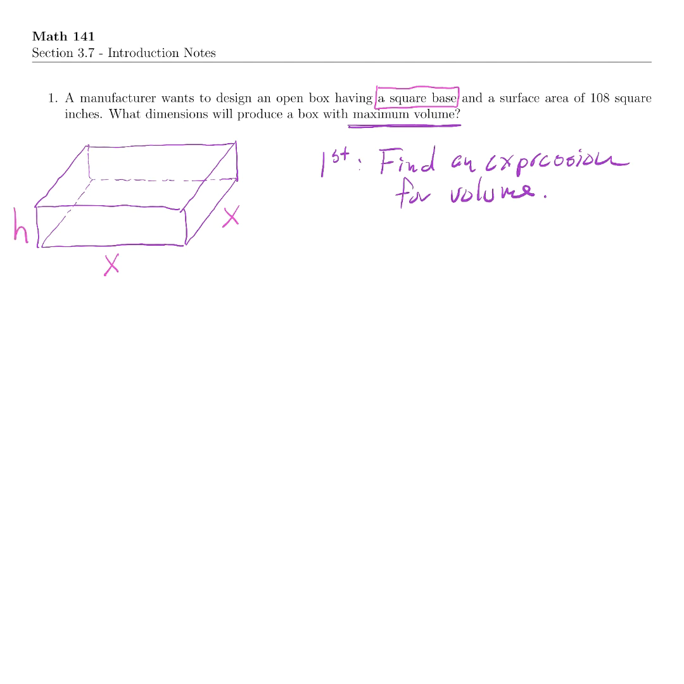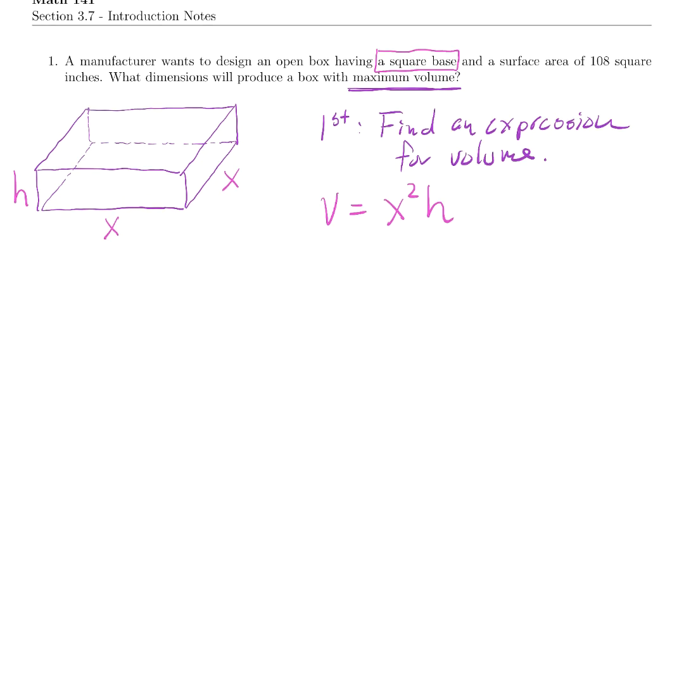Okay, so volume of this box is the area of the base, which is x times x, or x squared, times the height, which is h. Okay, there we go. We found an expression for the volume. Now, to maximize something, maximums occur, we know, when the derivative is equal to 0. But before we can start taking derivatives, the key is going to be to write this expression in one variable.